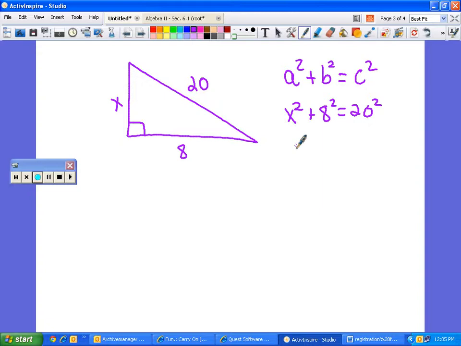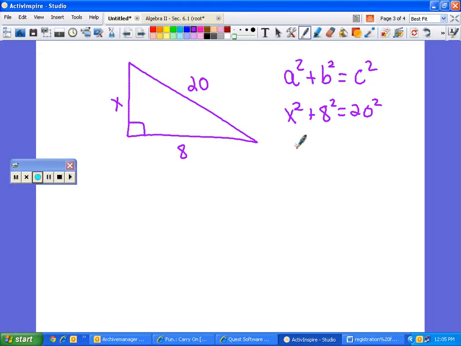No. Micaiah? No. Naya? Commutative property. In addition and multiplication, order doesn't matter. Okay, so how do we go about solving this?